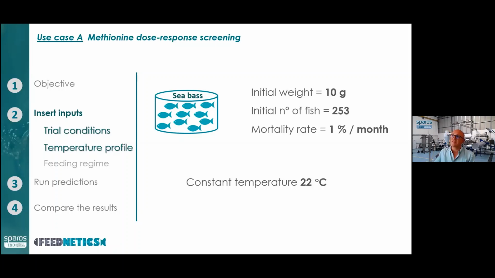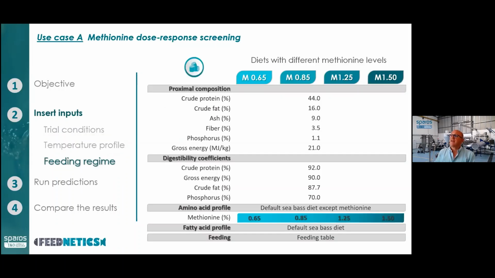and we assume a constant temperature of 22 degrees. When it comes to the feeds, we tested four feeds, changing in the methionine level from 0.65 to 1.5% on feed basis. The only thing that changed in the diets was the methionine level at the expense of wheat meal. All the other ingredients were the same.